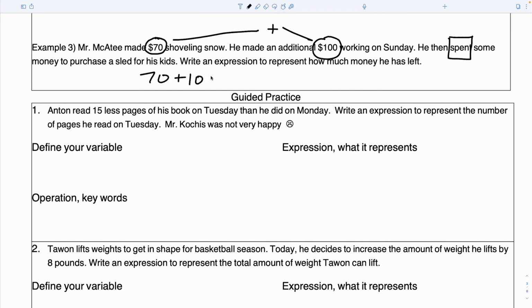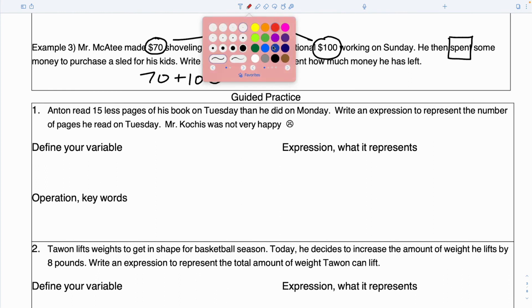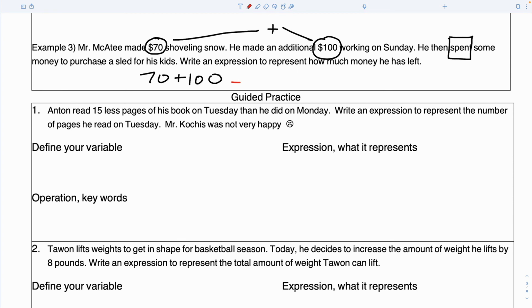Do I need to make an unknown variable for the 100? No, because it tells me I made $100 on Sunday. So I added those together. Liliana, what part am I subtracting? What he spent. Great. And he spent some money to purchase a sled.